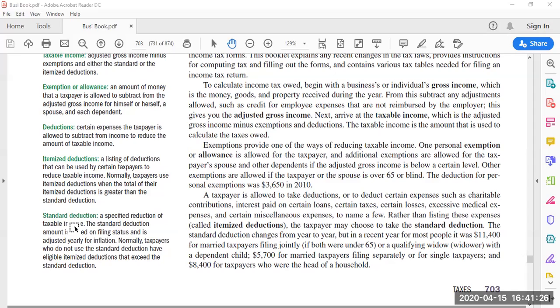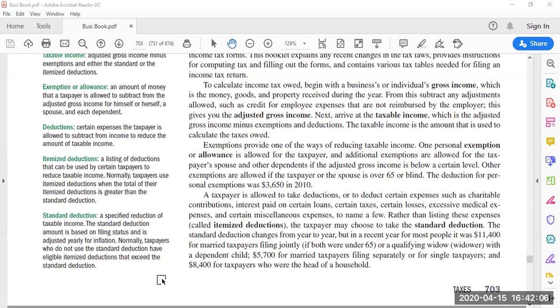Your standard deduction, of course, is what you would use to deduct if your itemized deductions did not exceed the standard deduction. So the standard deduction is a specified reduction of taxable income given by the government, and you just take that and reduce your income by that, which means by reducing your income, you end up with a taxable income lower than your adjusted gross income, which of course is to your benefit.